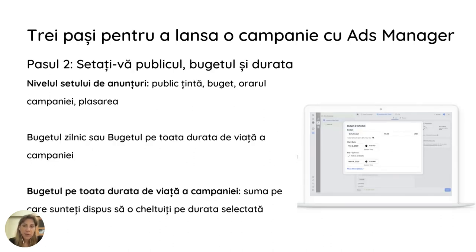After setting up your campaign objective at the ad set level, you can select your target audience and budget. And here you can choose between daily budget or lifetime budget. That is the amount you want to spend over the selected duration. You can also set the campaign schedule and the placements. This is where you want to show your ads.